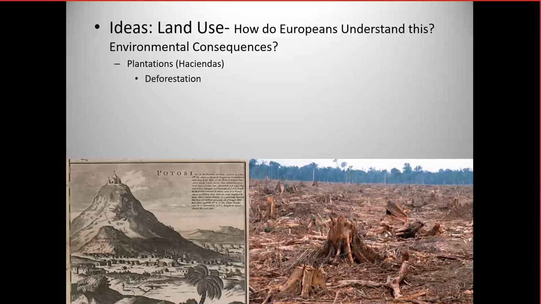Europeans create large plantations, which is the word in the English areas. Haciendas is the name of these plantation estates in the Spanish parts of America. And these are large, massive farming plantations based on large-scale deforestation. And deforestation, creating large open farmlands, will also affect the immediate environment.